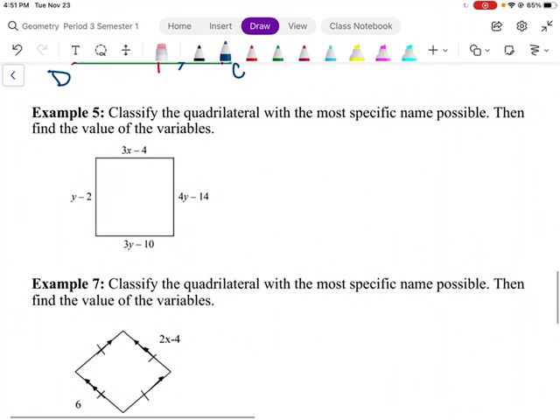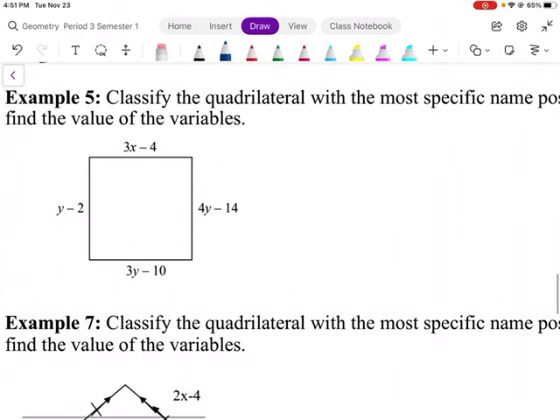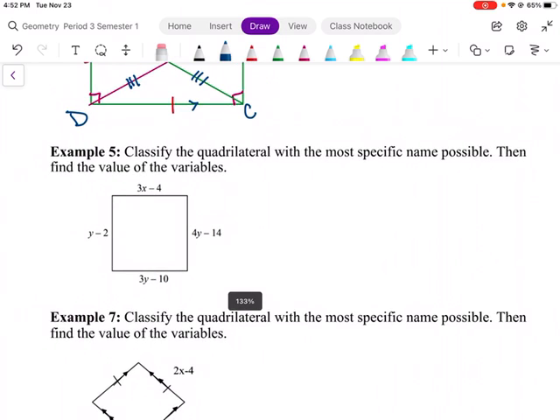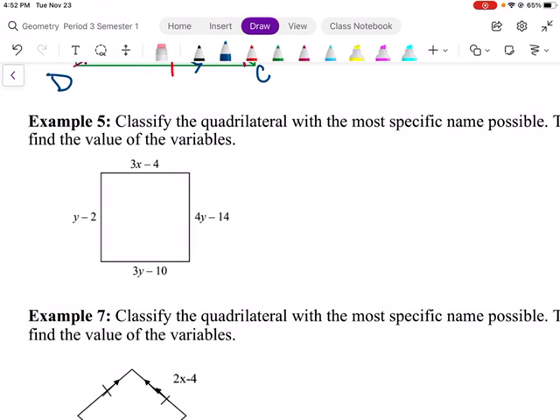Example 5, we are going to classify the quadrilateral with the most specific name possible and then find the value of the variables. So for this one, I guess it doesn't really give us much on here to classify it. But it is going to be a parallelogram.